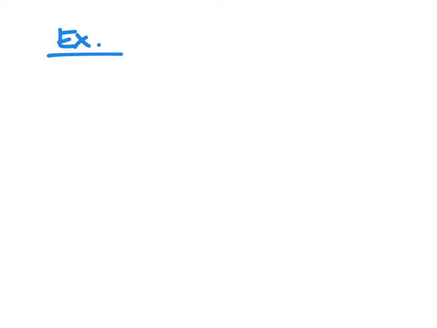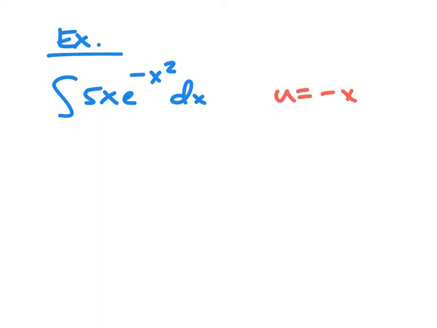So here's another basic example. Let's say I have the integral of 5x e to the negative x squared dx. Again, this is going to be a u substitution problem, where u is going to be the exponent, negative x squared. Du is going to be the derivative of negative x squared, which is negative 2x dx. If I look at the original problem, I have a 5x, but the du requires a negative 2x.